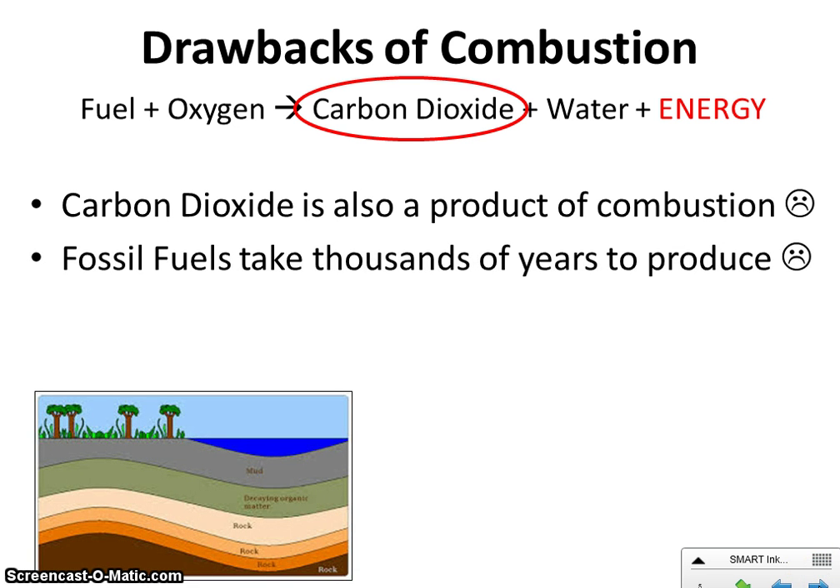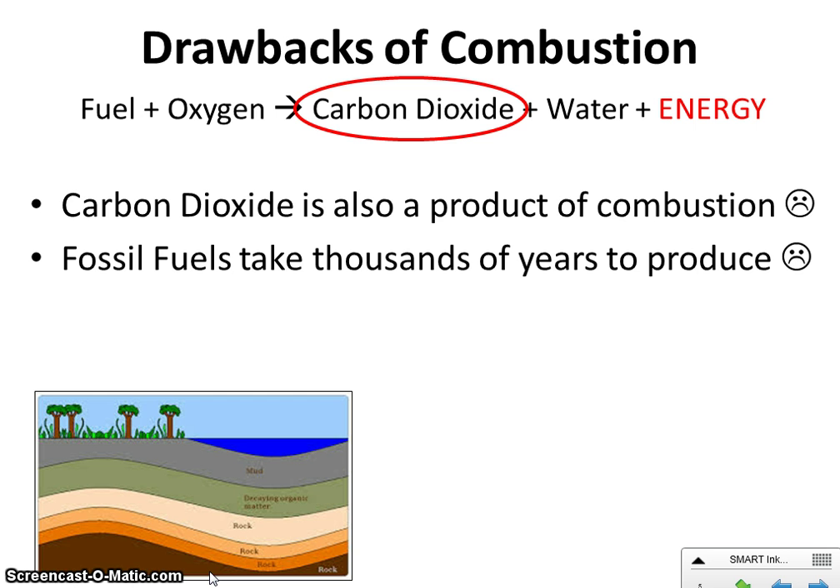Another drawback of combustion is that fossil fuels or carbon fuels take thousands of years to produce. In order for oil or petroleum to form, first of all, things have to die, like trees or animals, and then they have to get buried deeper and deeper until they're so deep that all that pressure and heat starts to transform the carbon from the living things into carbon fuels. And in order for that to happen, it takes thousands of years.